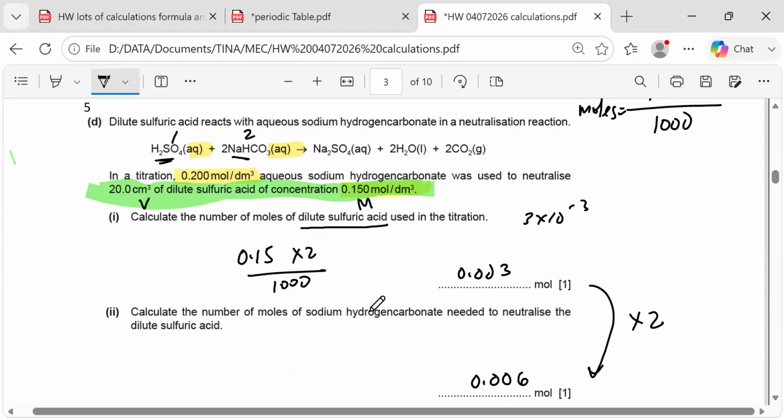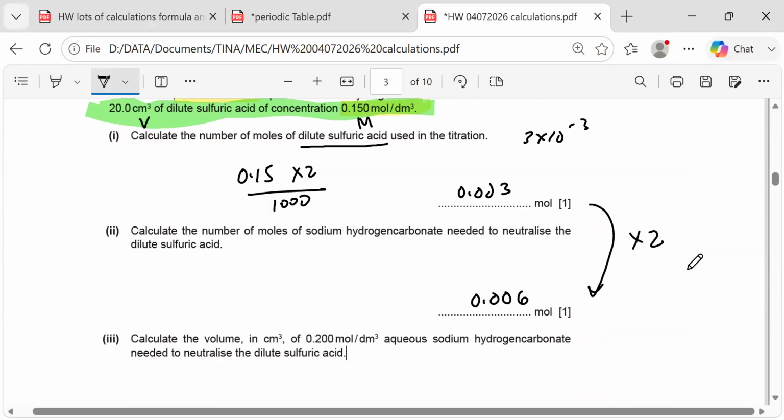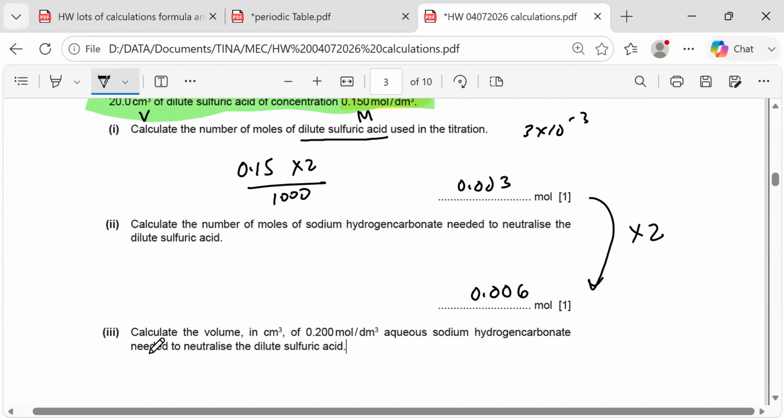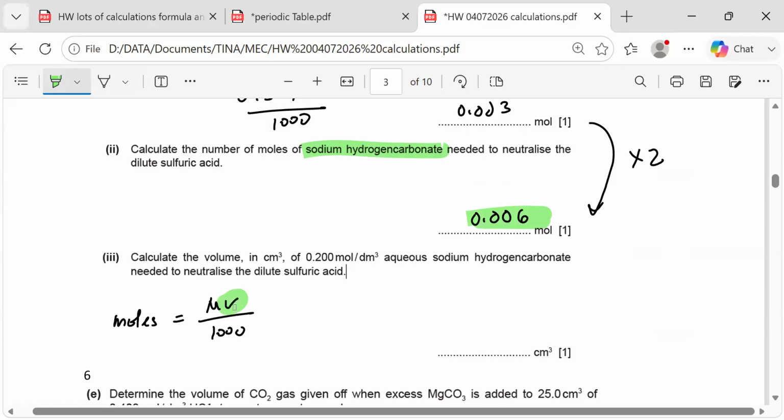You know what I mean? This one? No need, right? No need in exam. I just want to show you how to do. Okay. Listen carefully. Amount of moles equals MV over 1000. This is the amount of moles of sodium hydrogen carbonate. Okay? So now you want to find the volume. Do it now.